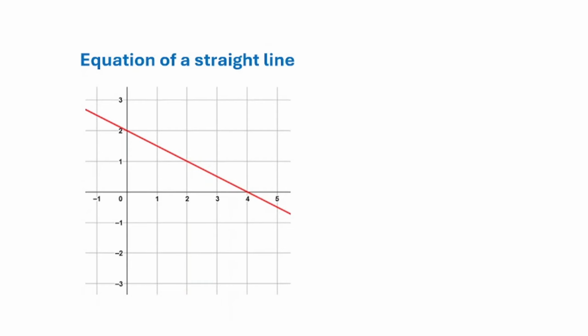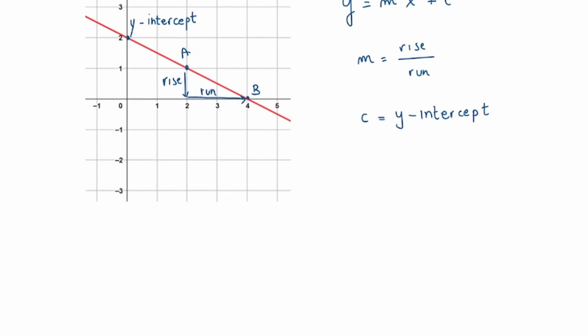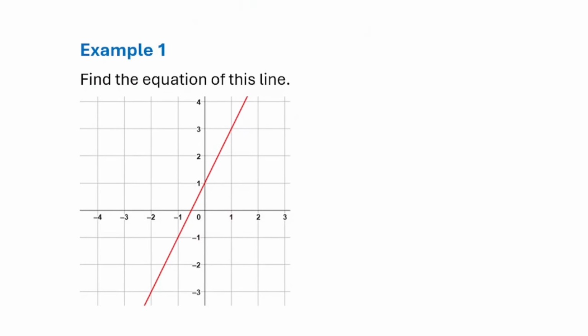A straight line can be written in the form y = mx + c. Here, m is the gradient, and c is the y-intercept. We've already talked about these in previous videos, but let's quickly recap. The gradient tells us how steep the line is, and we calculate it as rise over run. The y-intercept is the point where the line crosses the y-axis. So if we can find m and c, we can always write the equation of the line. Let's see how this works with a real example.